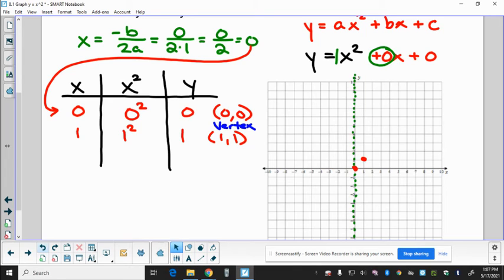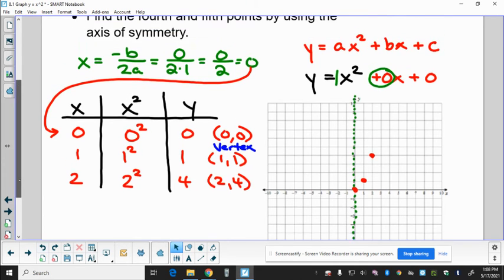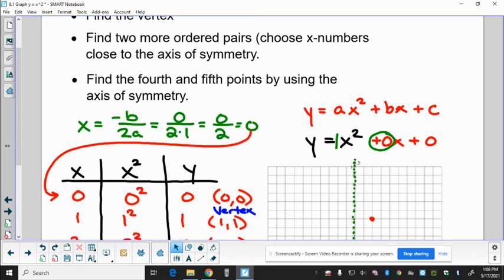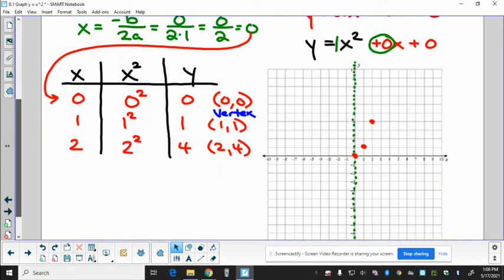Now the direction said to try to choose another one. How about I choose the number 2? Calculate it, and I get the ordered pair 2, 4. So now I want to graph 2, 4. Right 2, up 4. Now, right here it says find the fourth and fifth points, because we have 3 points on there already, by using the axis of symmetry. Aha.